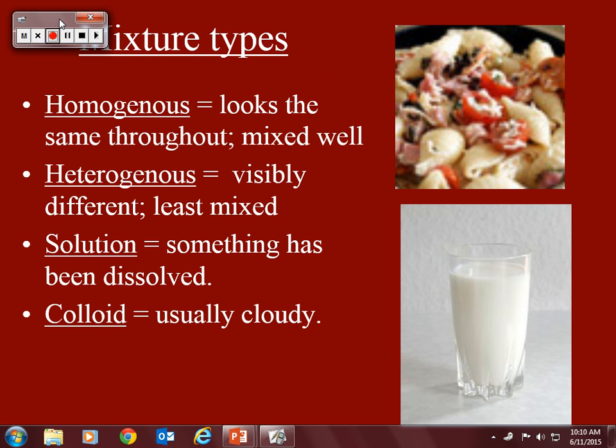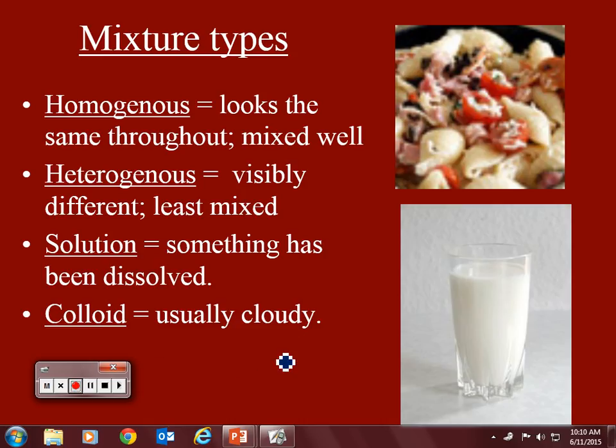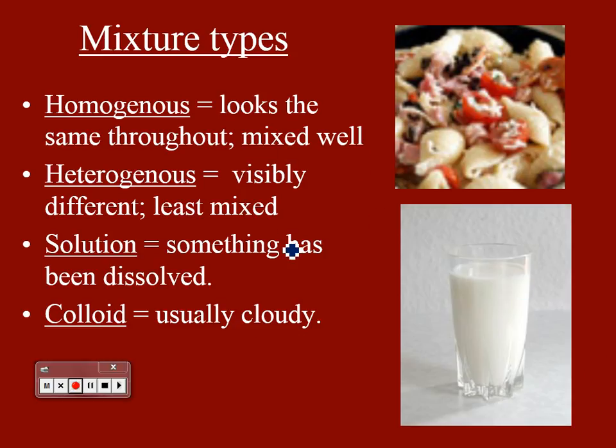Mixture types. Homogeneous, remember homo means the same. So a homogeneous mixture looks the same throughout. If I look at this milk, I cannot tell that more than one thing is in there. It's mixed well. Heterogeneous, hetero means different. So if I look at this mixture, I can see lots of different things in this mixture. It is the least mixed.